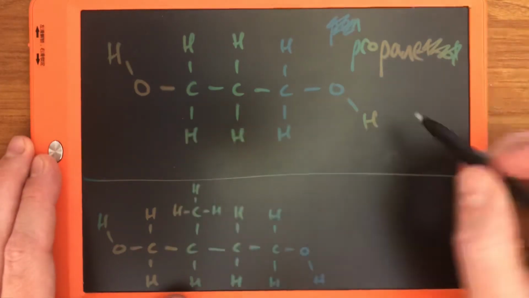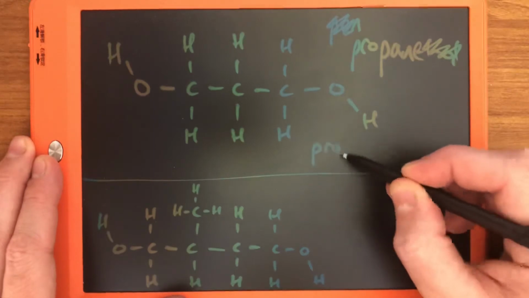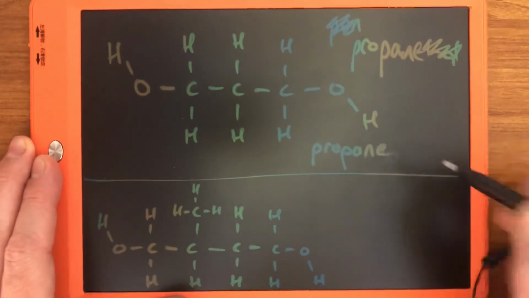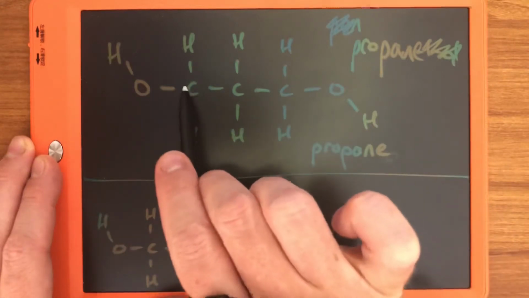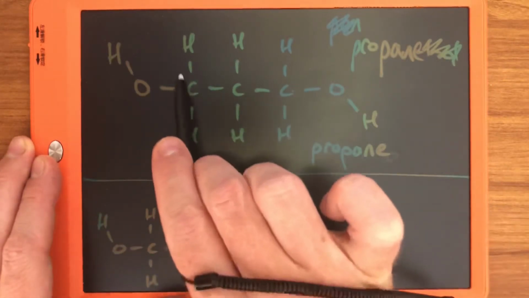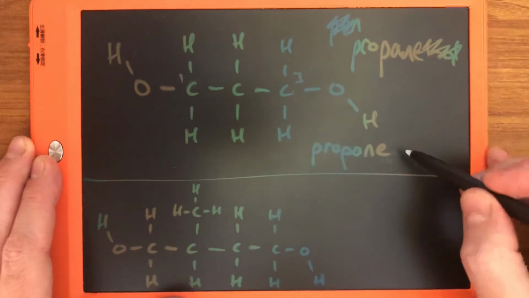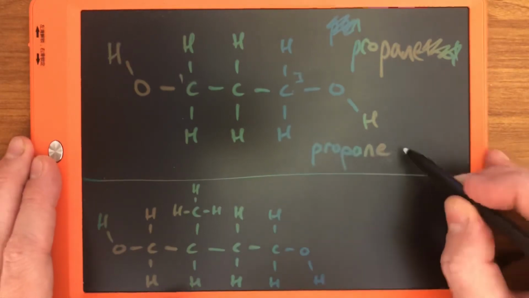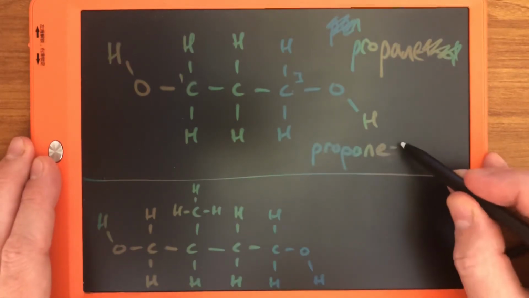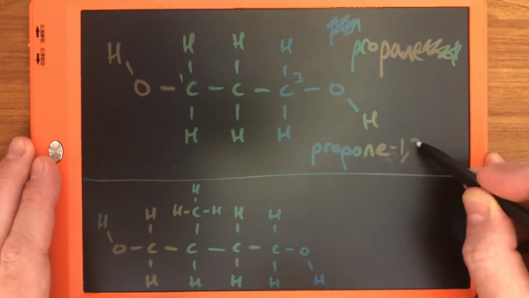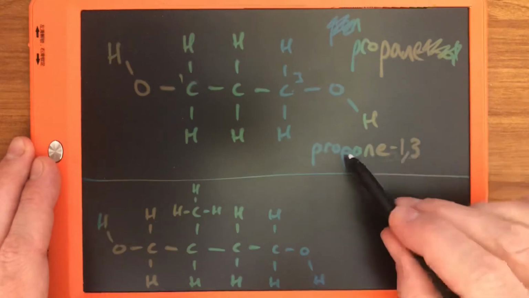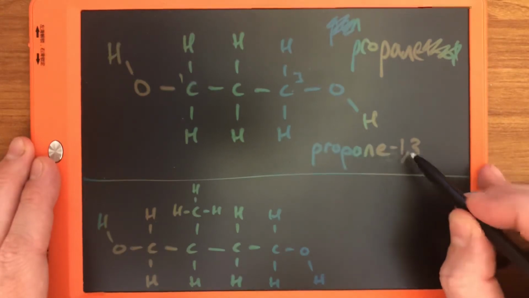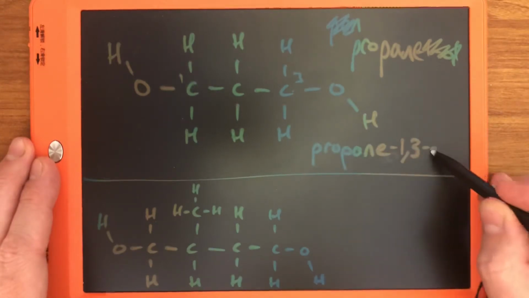So we have 3. So it would be propane. Now, these are on either end, so it doesn't really matter here if this is carbon 1 or that's carbon 1, because they will always be 1 and 3. So it'd be propane. Remember, words and numbers separated by a dash. So propane 1, comma, 3, because it's word, number, number, word. So it's propane dash 1, comma, 3 dash diol.